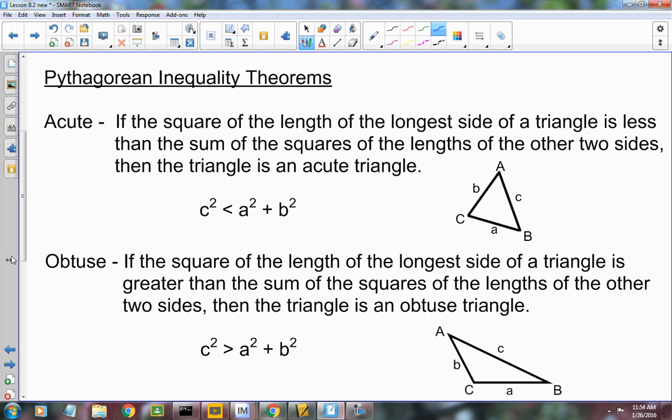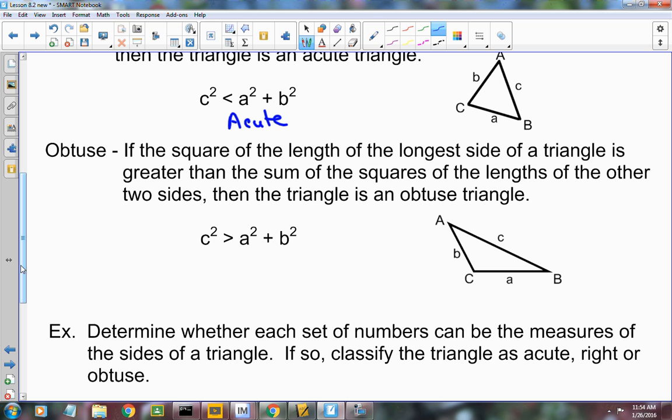If the longest side squared is less than the sum of the squares of the other two sides, it's going to be acute, because acute is smaller, right? So it's less than, but you have to look at it in terms of the longest side. So if c squared is less than a squared plus b squared, it's going to be acute. If c squared is greater than a squared plus b squared, it's going to be obtuse, because obtuse is bigger, right? That's the greater than.